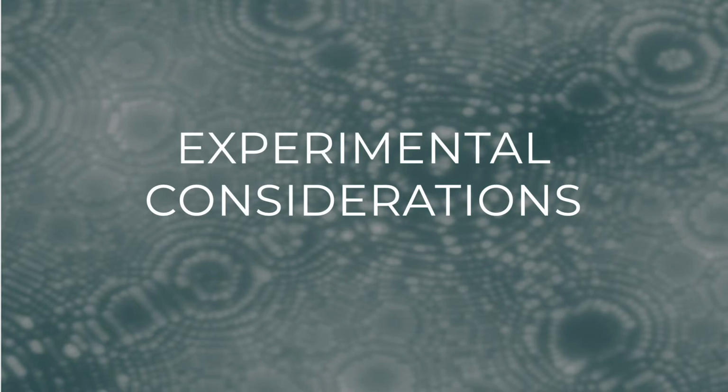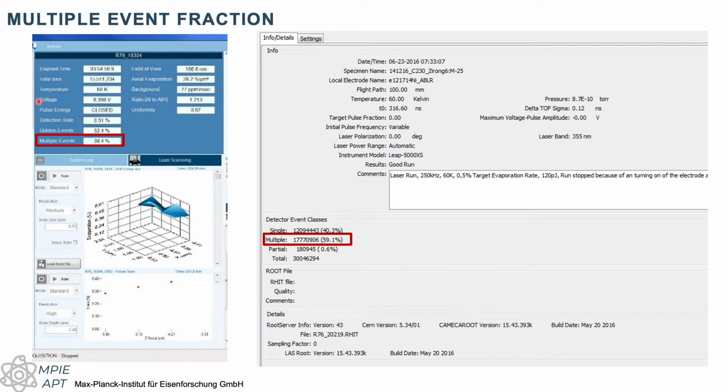Let's go to some experimental considerations with respect to this detector, and detection of multiple hits in particular. During a run, you can always see that there are these multiple events that are quoted, and also when you're looking at your data afterwards. So this was in IVAS, and in AP Suite the data is also available. This means that we've collected quite a lot of ions where not only a single ion was detected, emitted by one pulse, but multiple ions were collected.